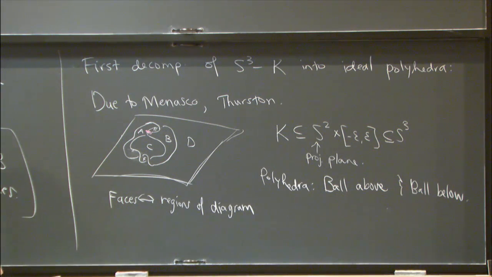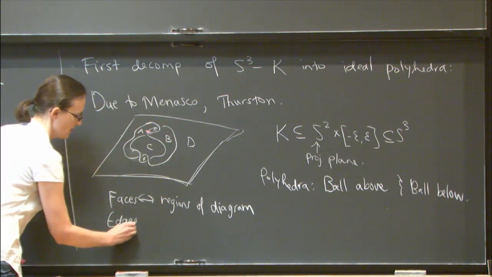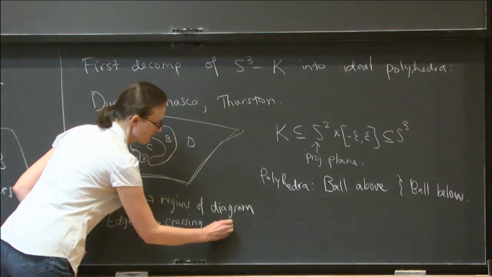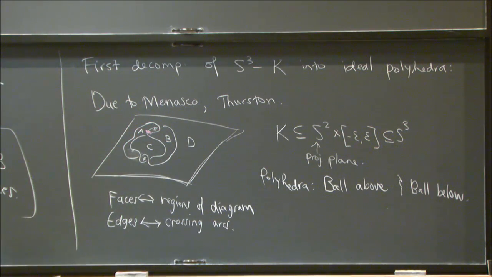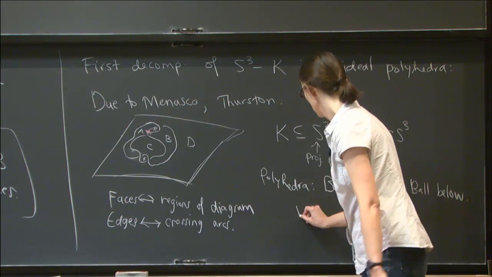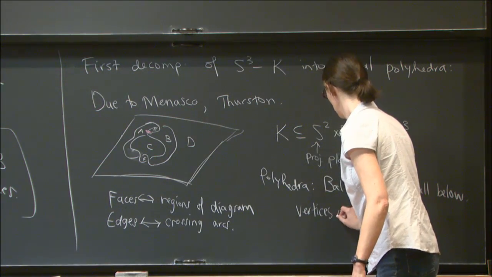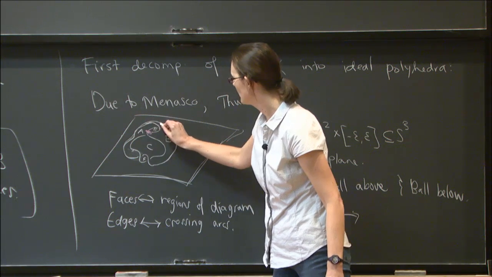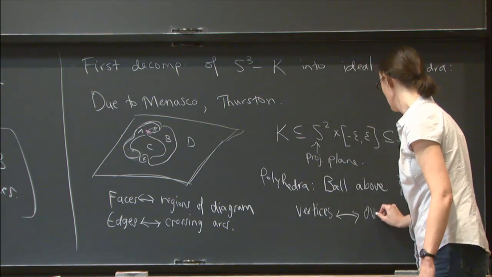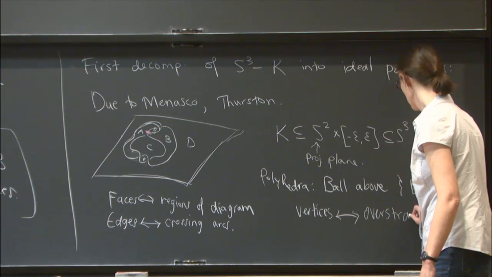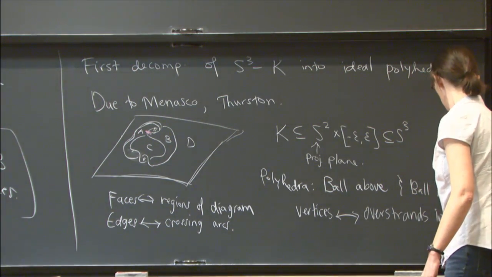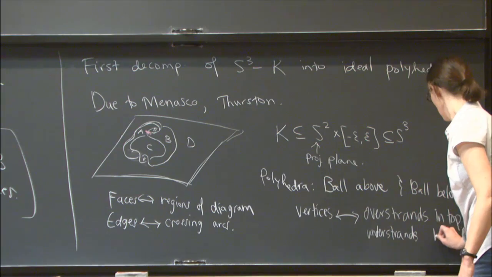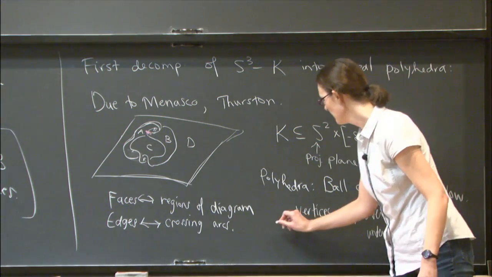So edges are going to lie on crossings. They're often called crossing arcs. And then the vertices are the remnants of the knot. And in fact, they're going to correspond to overstrands. So a single overstrand is going to give you an ideal vertex. Overstrands in the top, understrands in the bottom. Okay, and all of the vertices are ideal.